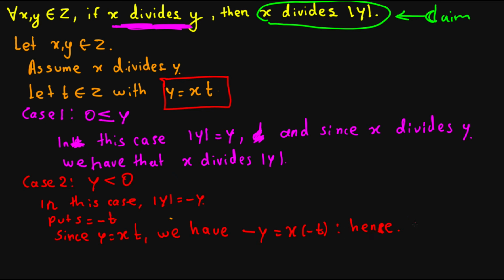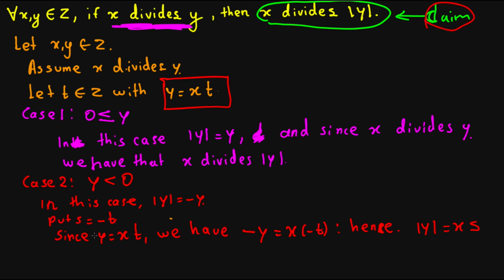Instead of this negative t, we are going to replace it with s, and instead of this negative y, we are going to put the absolute value, because for y less than 0, absolute value of y is equal to negative y. From this you can see here we have s, that's the value that shows x divides absolute value of y. That's what we have to prove in the proposition. That's what the claim is.